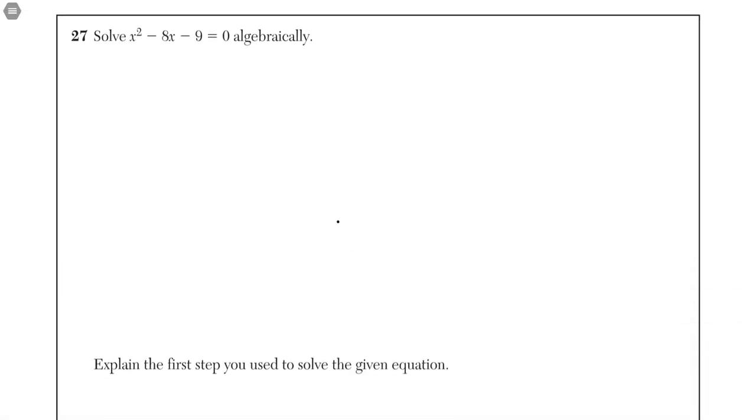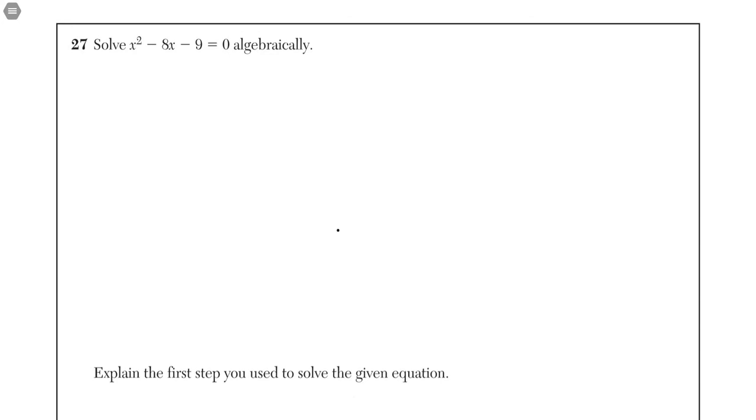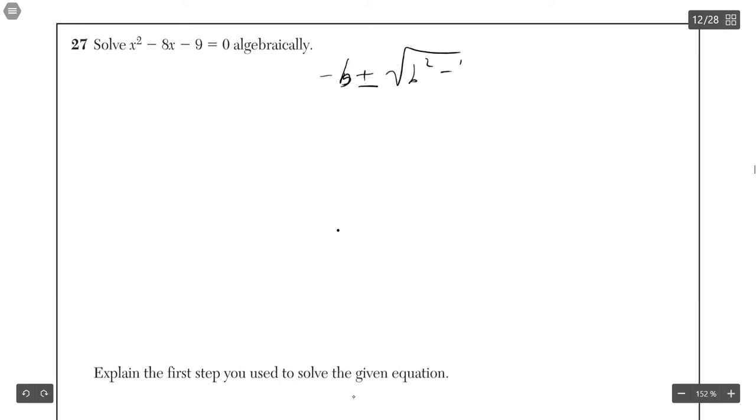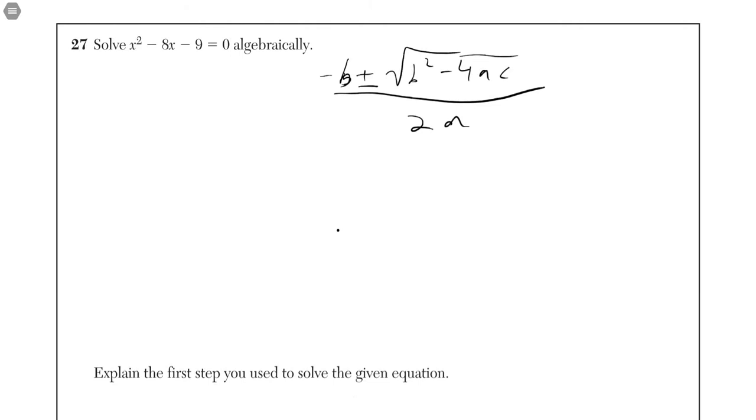Solve algebraically. So there's a number of methods you can use. You could use the quadratic formula, which is negative b plus or minus the square root of b squared minus 4ac over 2a. They give this to you in the reference table, so you don't have to memorize it. So in our case, a is 1, b is negative 8. Careful about that negative. And c is negative 9.